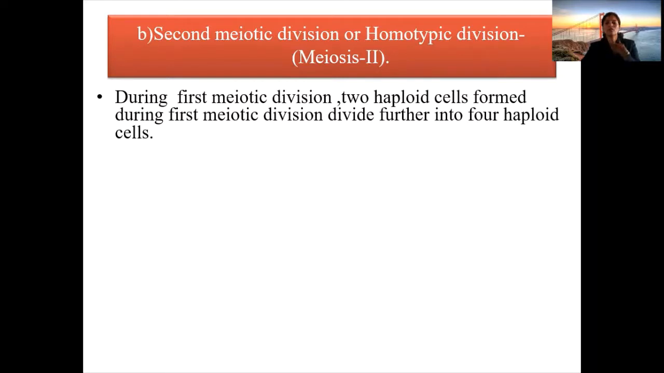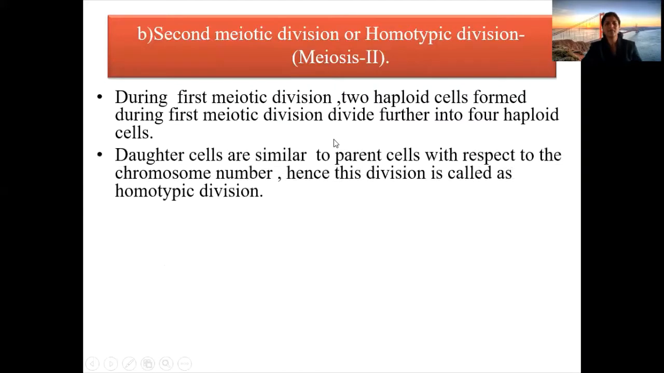Here, the two haploid cells which are formed during first meiotic division are further divided into four haploid cells. Daughter cells are similar to the parental cell with respect to the chromosome number. Hence, this division is called homotypic division. That means in case of first meiotic division, the parental cell is diploid and it gets reduced to two haploid cells. That means only one set of chromosomes is present in a haploid cell.